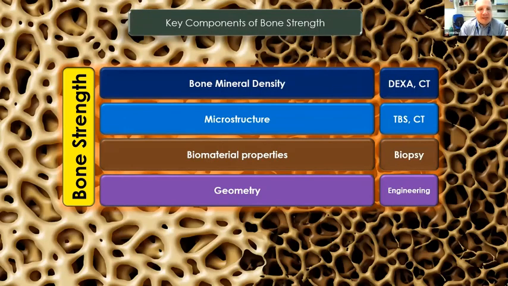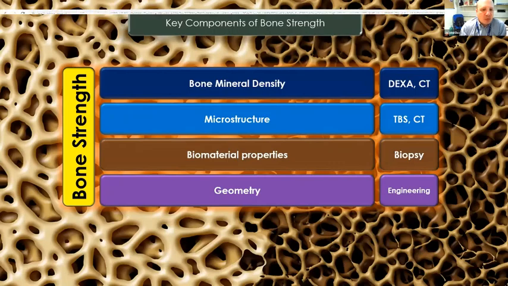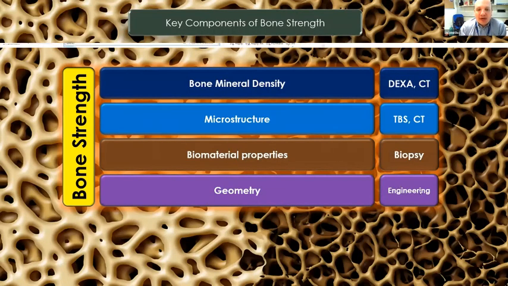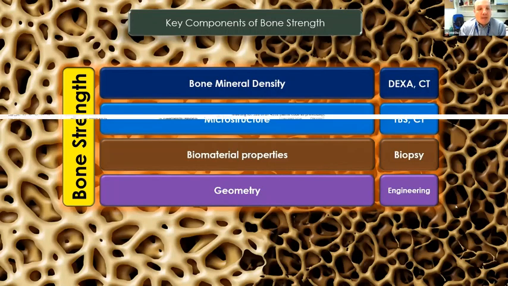Here you can see a list of the possible ways that we can measure each of these. So bone mineral density, of course, we've got DEXA, and in some research settings we can use CT. Microstructure is the trabecular bone score, which can be done on a DEXA machine, and is also available on research CTs. The biomaterial properties of the bone can only really be assessed by a bone biopsy, which is very, very rarely done. The geometry, you'll probably need an engineer to assess that properly.